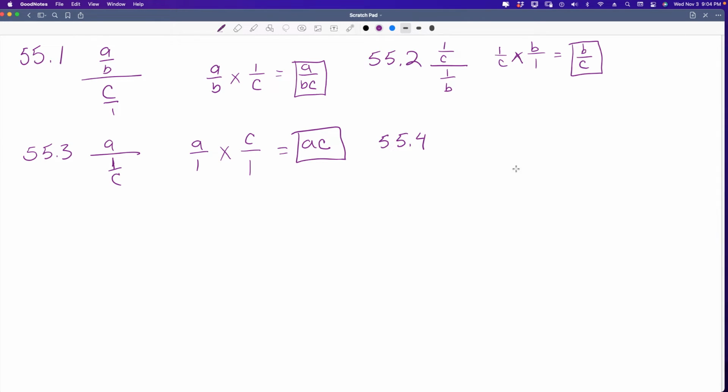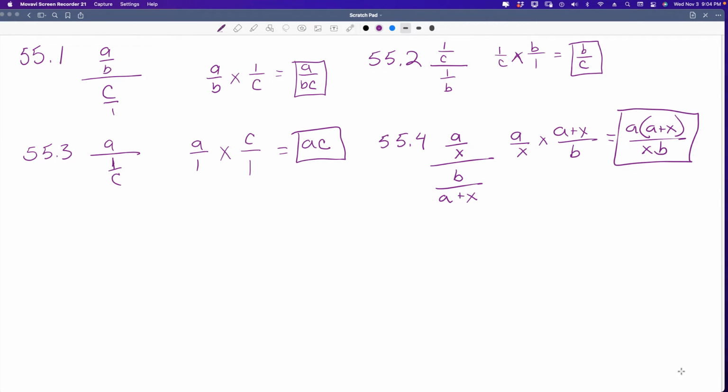All right, 55.4. I'm going to let you guys do this one. A over x all over b over a plus x. All right, I'm going to let you pause the video, solve this one, and then come back and check your answer. All right, if you got a times a plus x over xb, then you got the right answer. That's all there is to it.